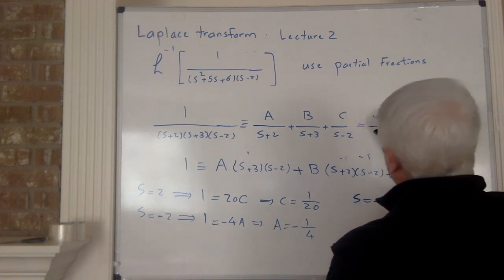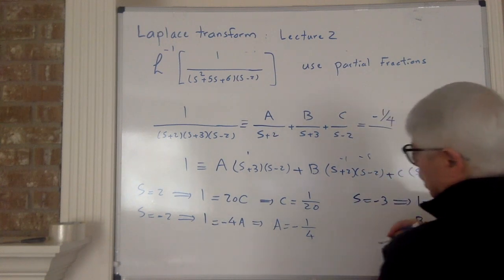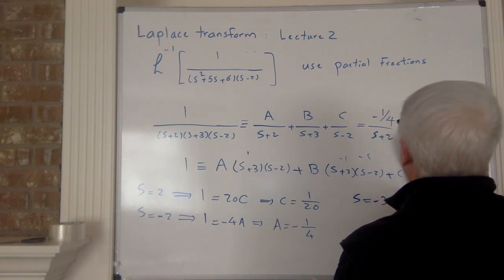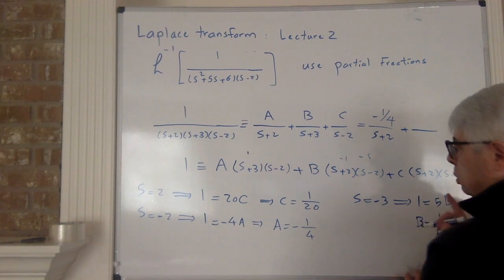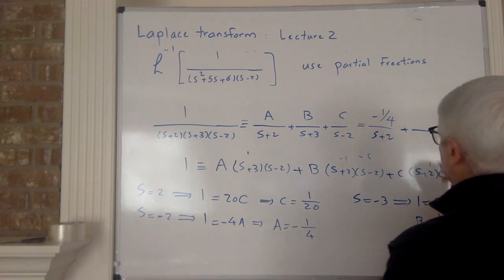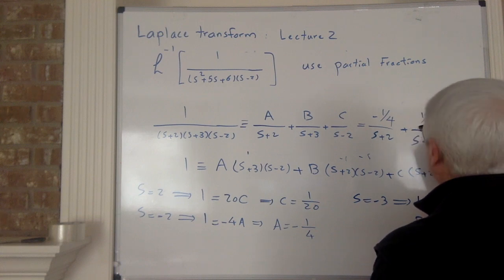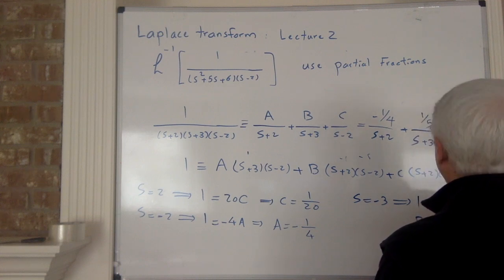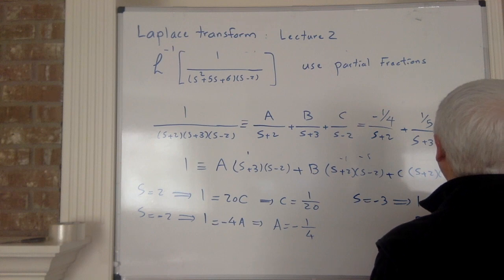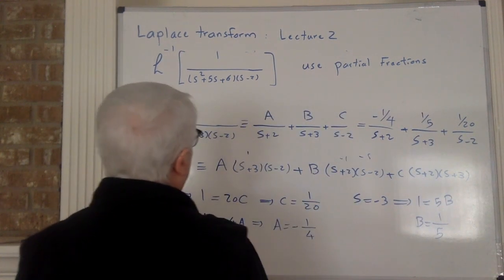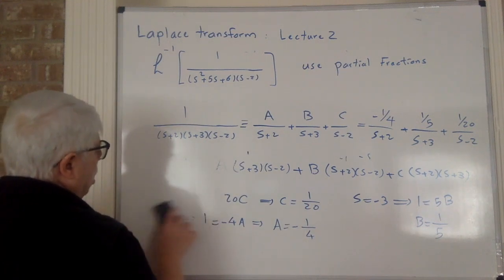So let me write it here, and then erase this down here, and don't simplify. So just write minus 1/4 here, and the denominator of this one is s plus 2, plus, and write plus between them, so B is 1 over 5, and s plus 3, and C is 1 over 20, s minus 2. So I have this thing.